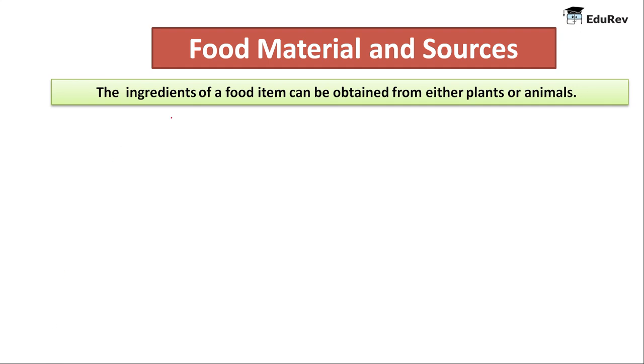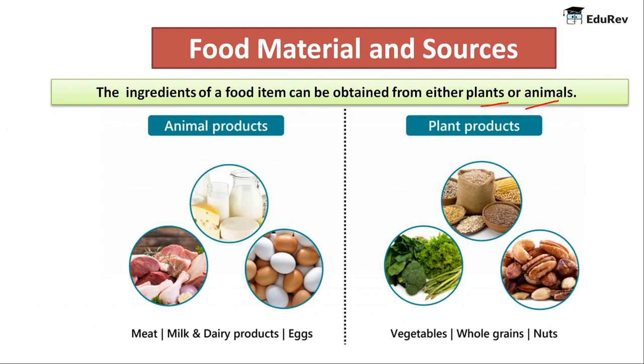Let us come to the next portion. Food materials and sources. The ingredients of a food item can be obtained from either plants or animals. To prepare a food item, the ingredients which we obtain can be obtained from either plant sources or animal sources. The products obtained from plants are called plant products, whereas the products or ingredients obtained from animals are called animal products.